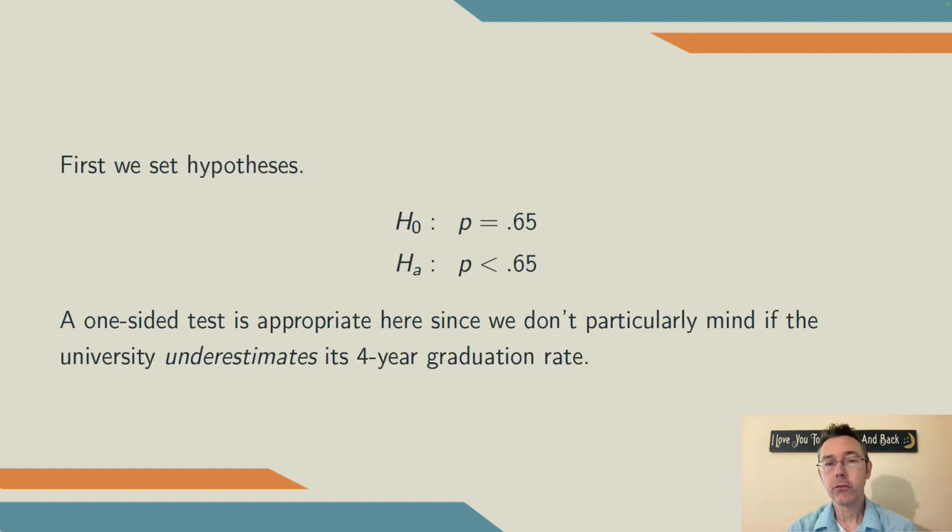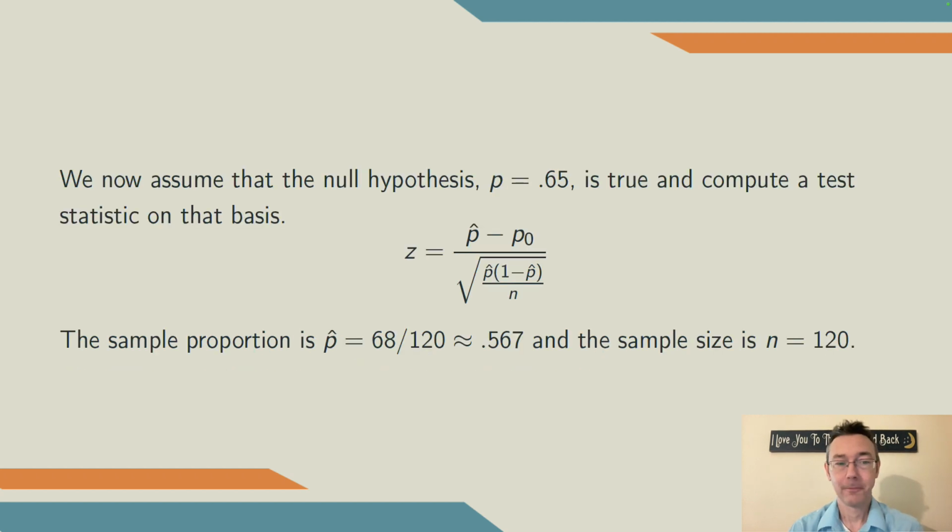In this case, I'm going to choose a one-sided alternative that the population proportion is less than 65%. A one-sided test is appropriate here since I don't really care if the university is underestimating its 4-year graduation rate. If they're actually graduating more people than they say they are, that's probably a good thing. I'm only concerned that they might be misleading the public and that their graduation rate is actually less.